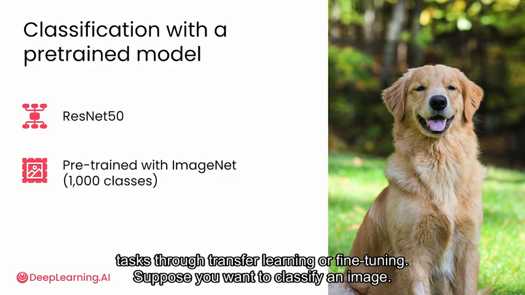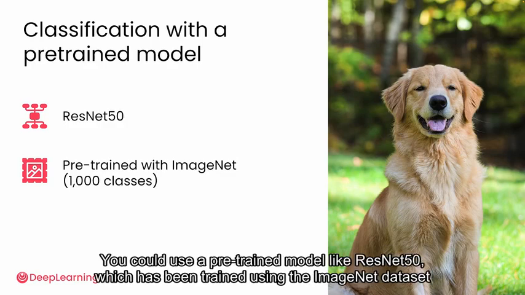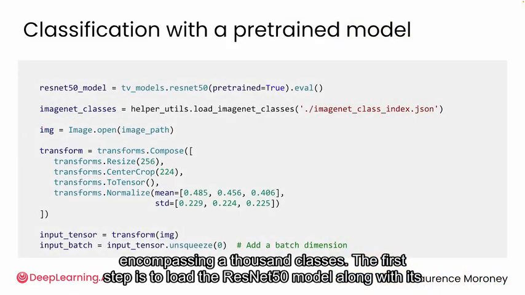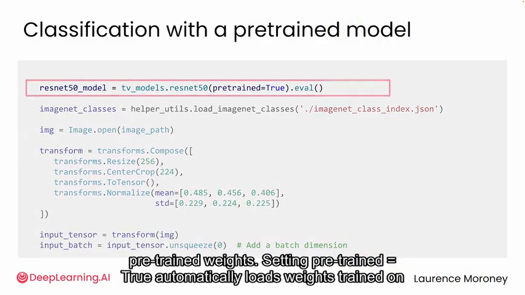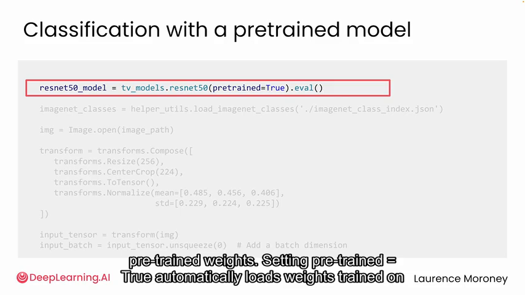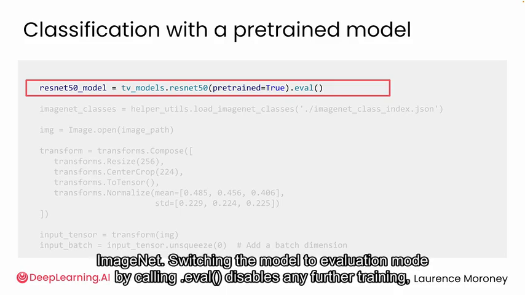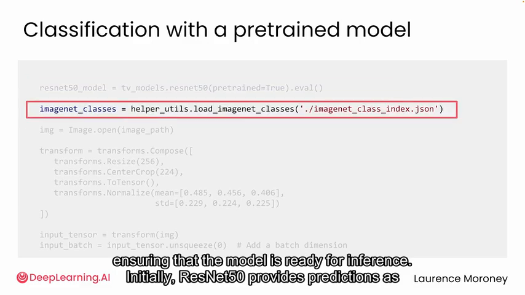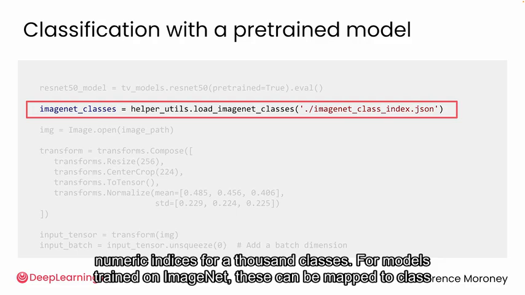Suppose you want to classify an image. You could use a pre-trained model like ResNet 50, which has been trained using the ImageNet dataset encompassing 1,000 classes. The first step is to load the ResNet 50 model along with its pre-trained weights. Setting pre-trained equals true automatically loads weights trained on ImageNet. Switching the model to evaluation mode by calling .eval disables any further training, ensuring that the model is ready for inference. Initially, ResNet 50 provides predictions as numeric indices for 1,000 classes.